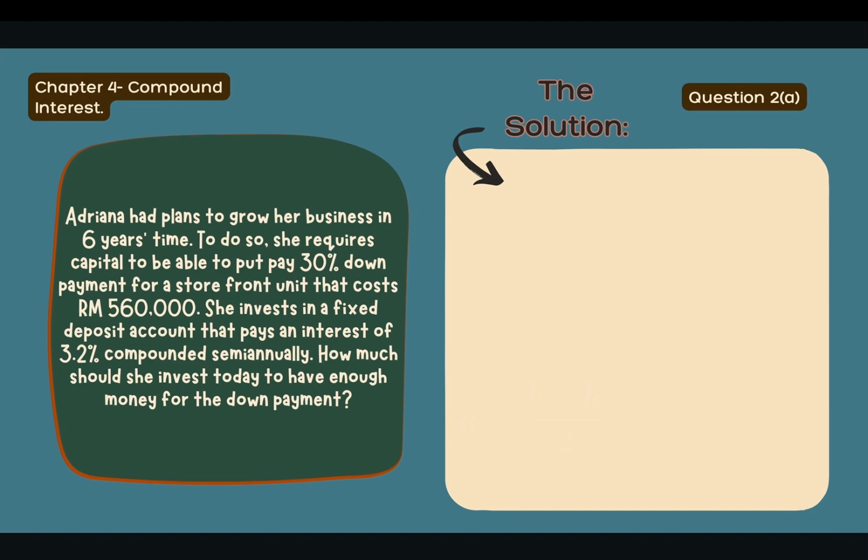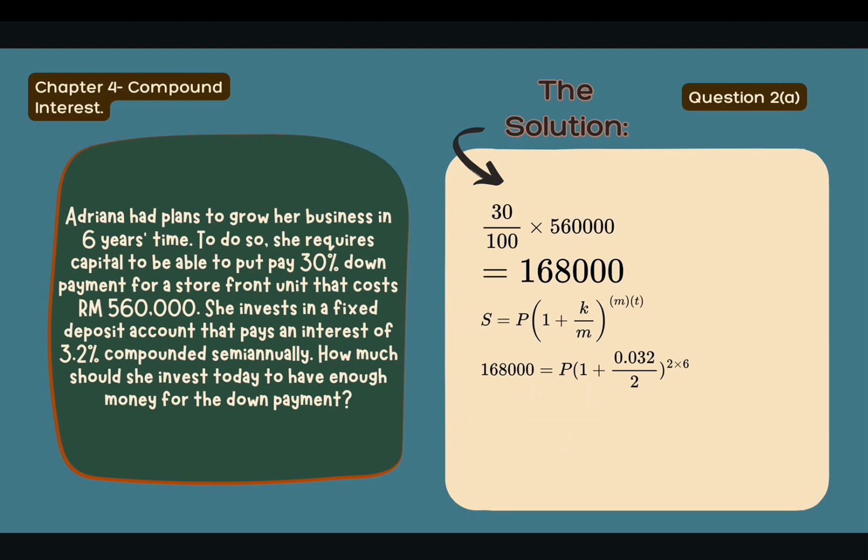So what we need to do first is find the amount of the 30% down payment. So 30 over 100 times 560,000. So you will get 168,000. Next, we need to use the compound interest formula, which is S equals P bracket 1 plus K over M bracket to the power of MT. So our S would be 168,000 equals P. P is what we need to find. Bracket 1 plus 0.032 over 2 bracket power 2 times 6. Then you will get 1 plus 0.016 power 12.